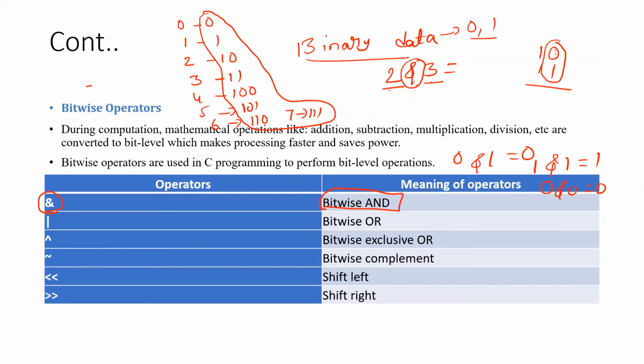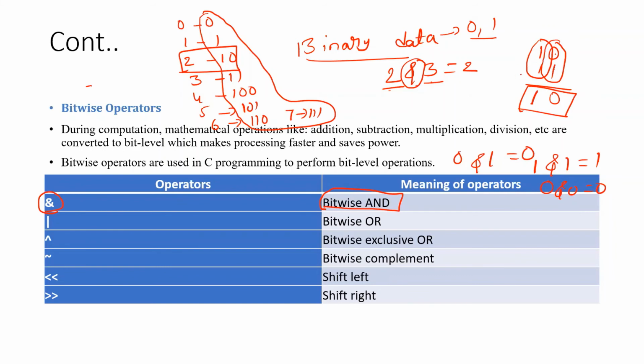Here I am using 0 and 1, so it will be 0. 1 and 1 is nothing but 1. So finally I got 1 0. 1 0 is nothing but 2. That means for 2 and 3, the result is 2. These are all things it is going to process internally.